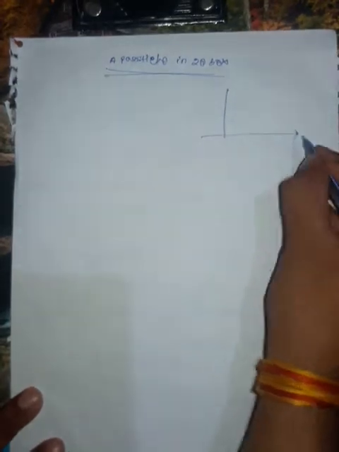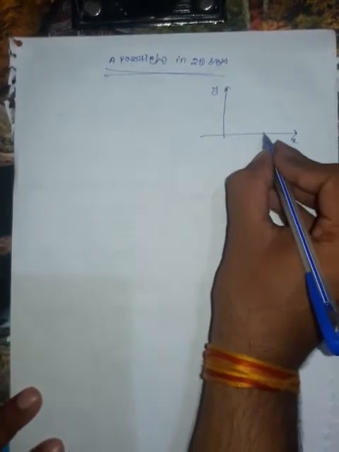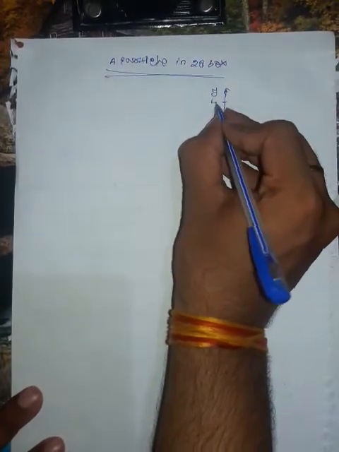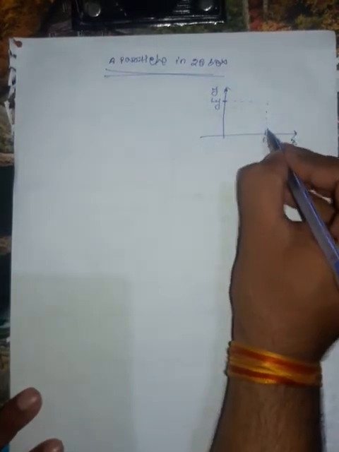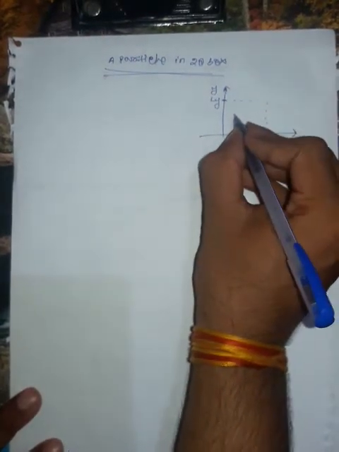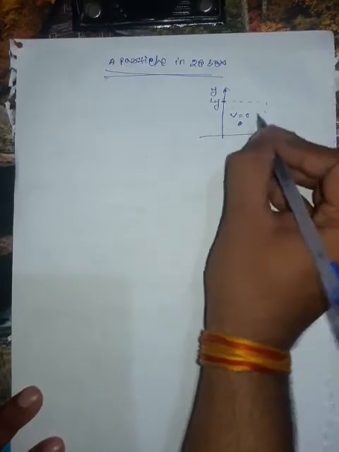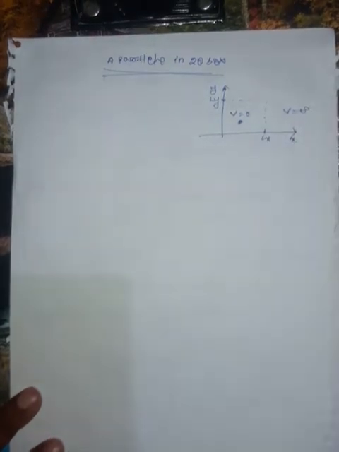Let the diagram be like this: this is the x coordinate, this is the y coordinate. Let the length of the box in the x direction be Lx, and the length of the box in the y direction be Ly. That implies the box becomes this type. We know inside the box the particle is free, that implies the potential is 0 inside the box. Let the particle be free to move inside the box, and outside the potential becomes infinite. That's why the particle cannot move outside.